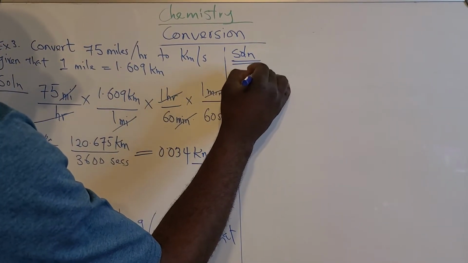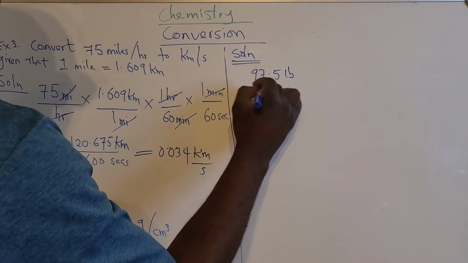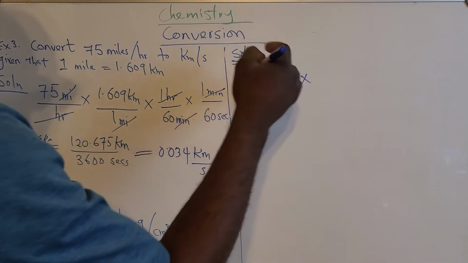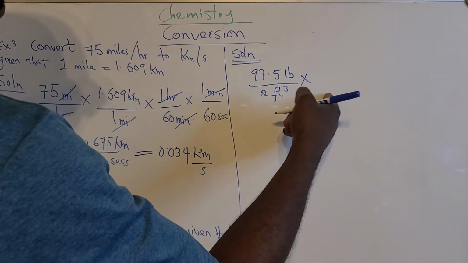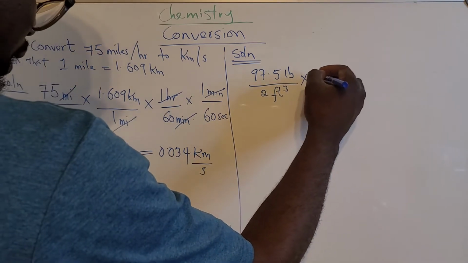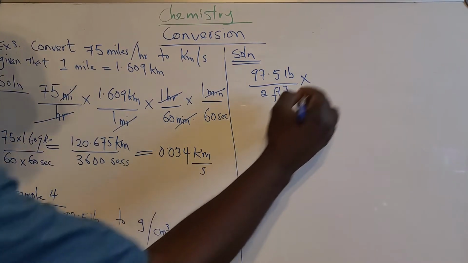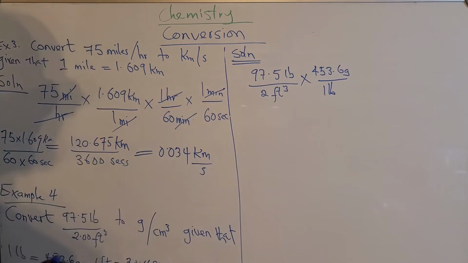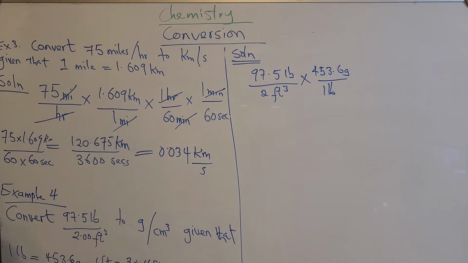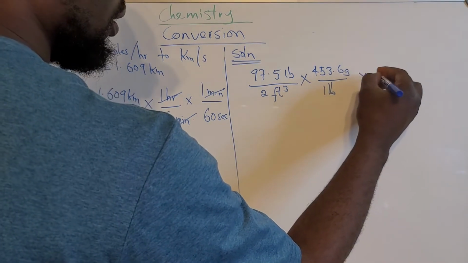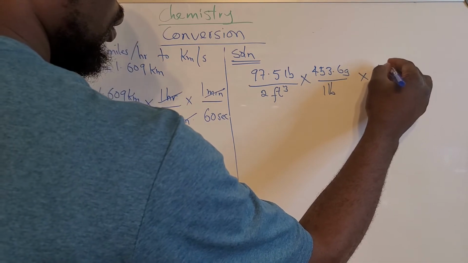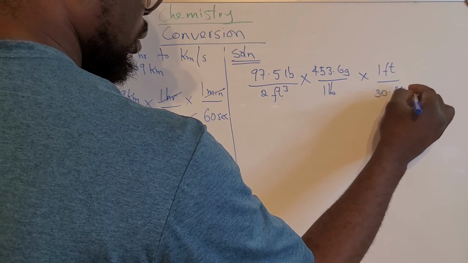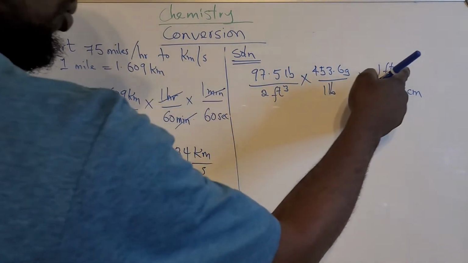Solution, you have 97.5 pounds divided by 2 feet cubed, okay? So we try to eliminate the pound and convert it to grams. So the pound is going to be at the bottom, and the grams is going to be at the top, right? So we say 453.6 grams is equal to 1 pound, okay? And then we're also trying to eliminate the foot cubed with a centimeter. So we know that the foot is going to be at the top, 1 foot is 30.48 centimeters.